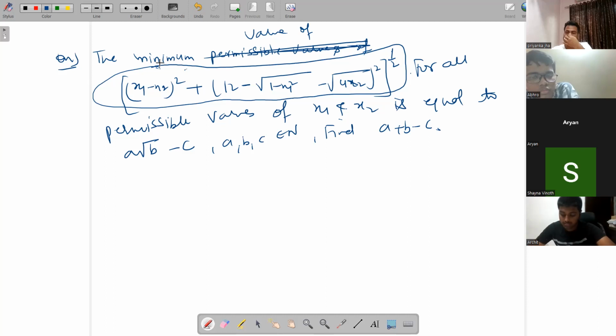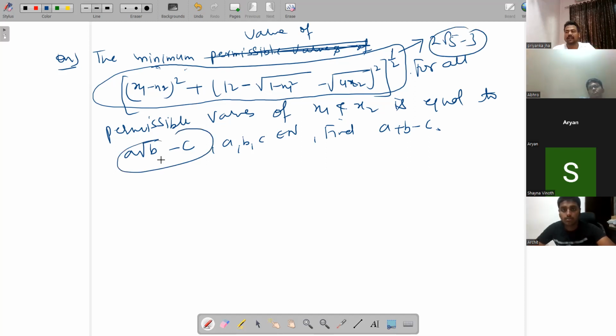So what is A root B minus C? Suppose you get some value for this, that is 2 root 5 minus 3, kind of this. Then you have to compare this with this. The question said that in this form you will get the minimum value of this. Then compare and get the value of ABC. Understood?